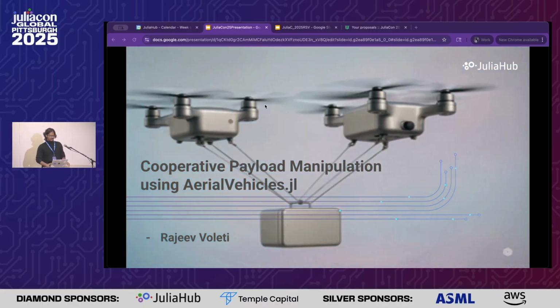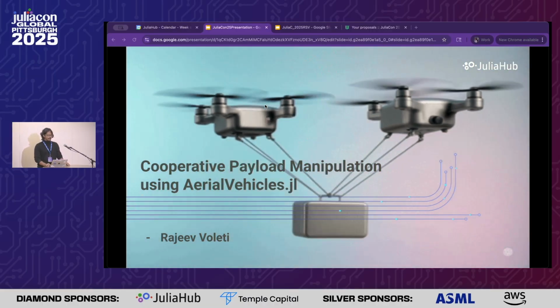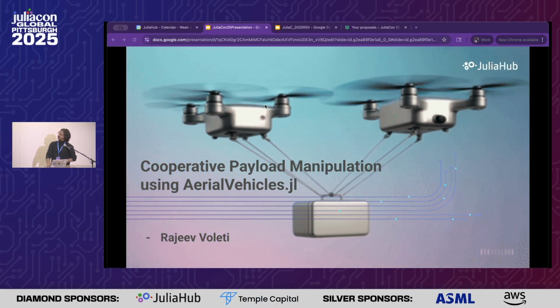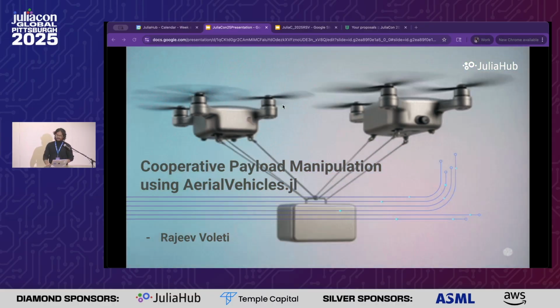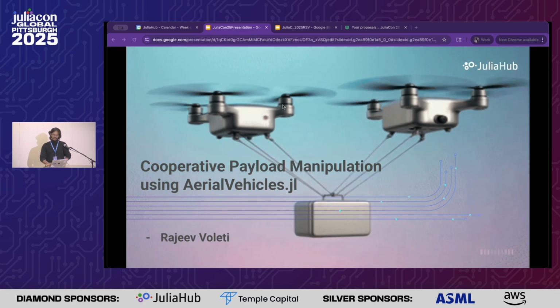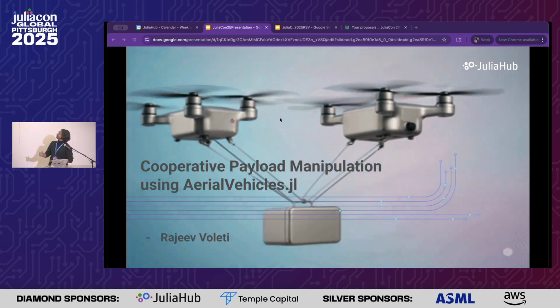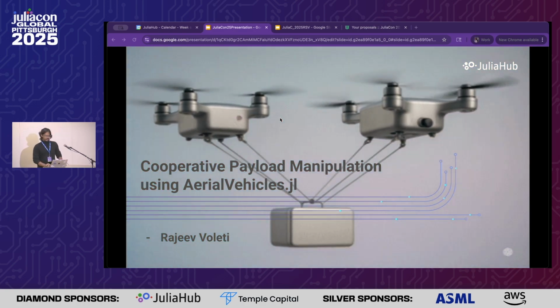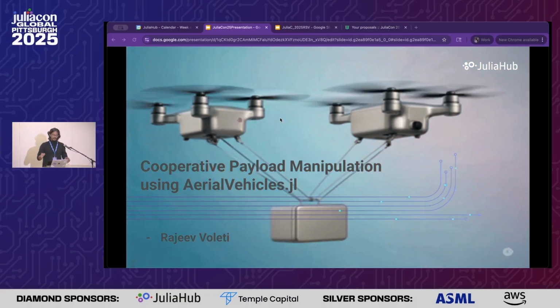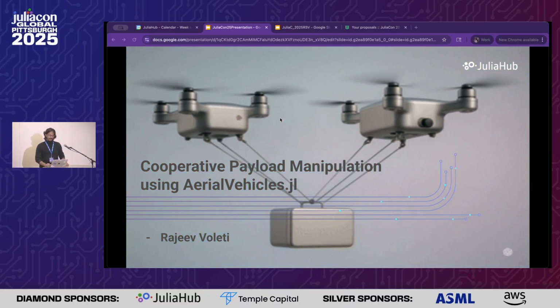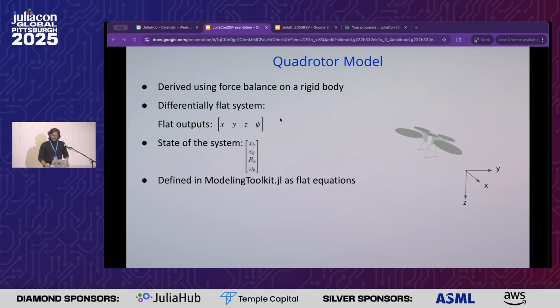Okay, good morning guys. Today I'm going to talk about AerialVehicles.jl and the incremental update that makes it possible to do cooperative payload manipulation, specifically with 2 quadrotors trying to carry a single payload. I'll start with a bit of a recap on my talk last year.